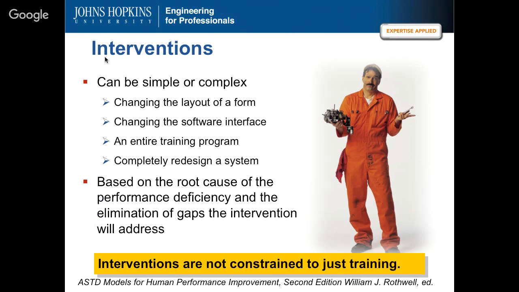Okay, so talking about interventions, interventions can be really simple. Kind of like what I was talking about, where you write down the instructions and you tape them on the server rack. That would be considered an intervention. I wouldn't consider that an end-state goal, but at least it got us over that little hump till we could redesign the system and make it usable. Interventions can include training, but they can also include other things. We'll look at that in a second.